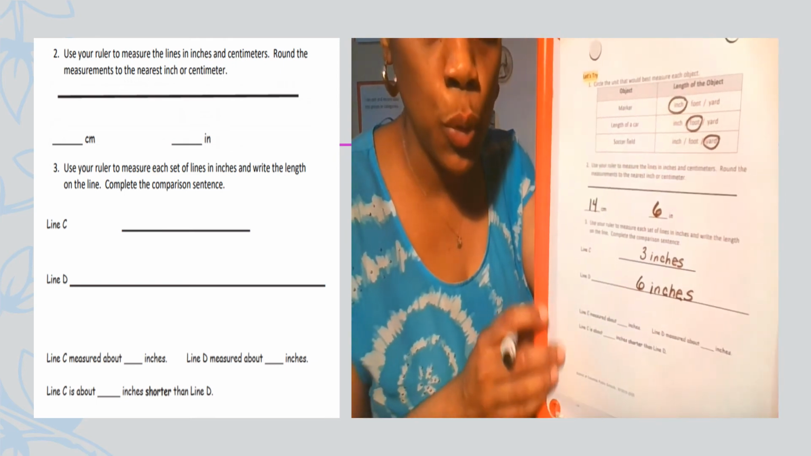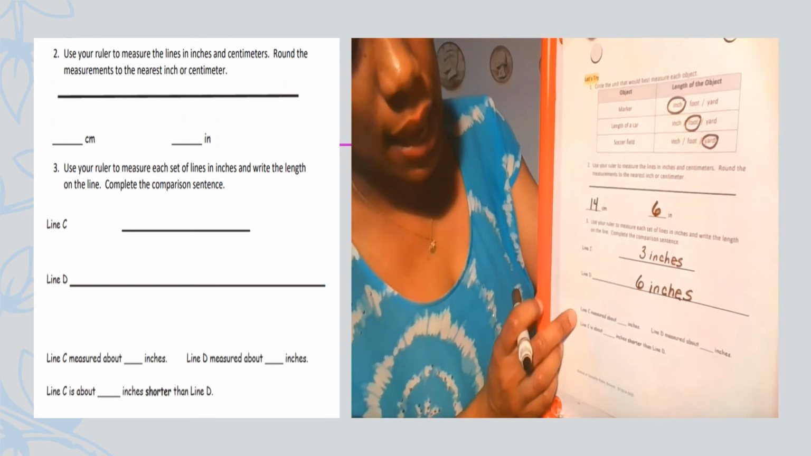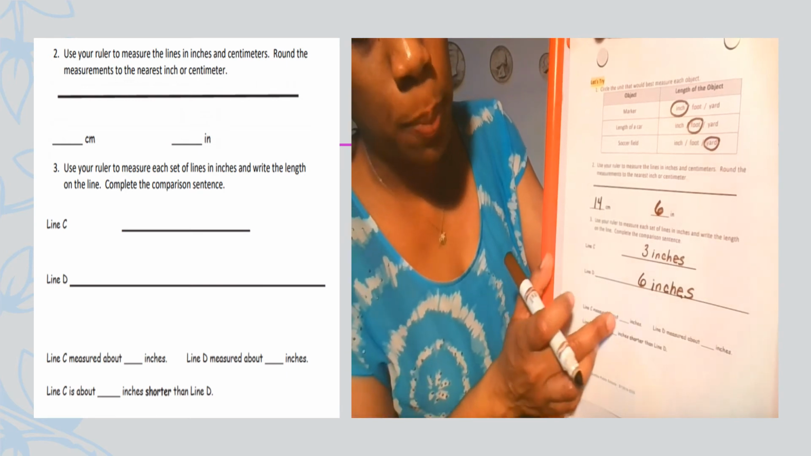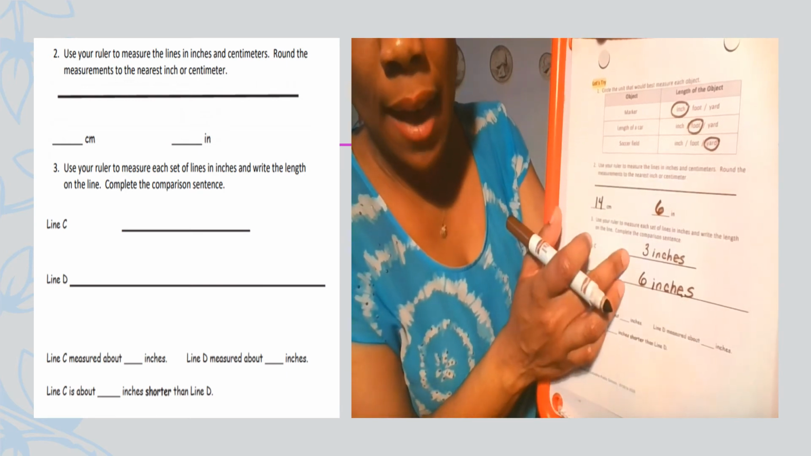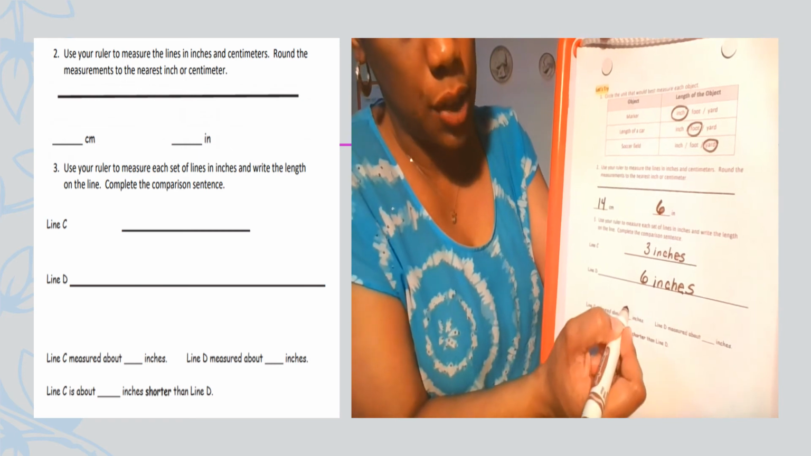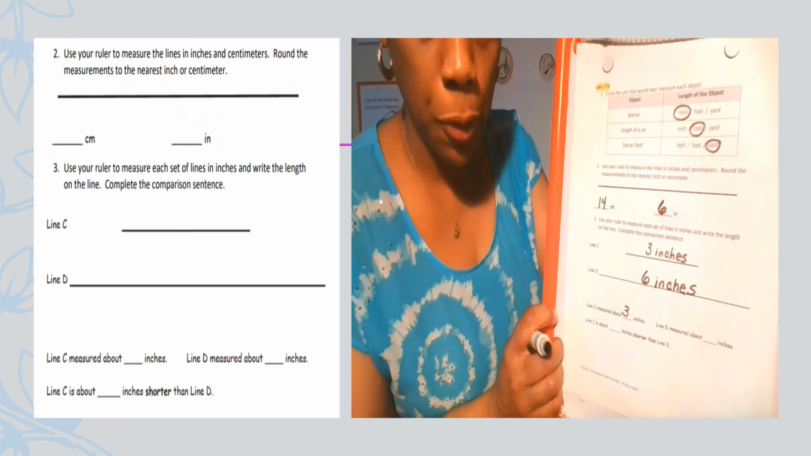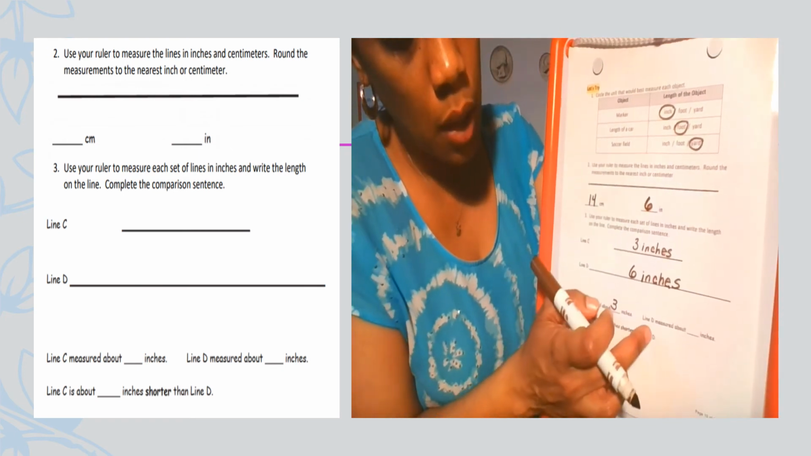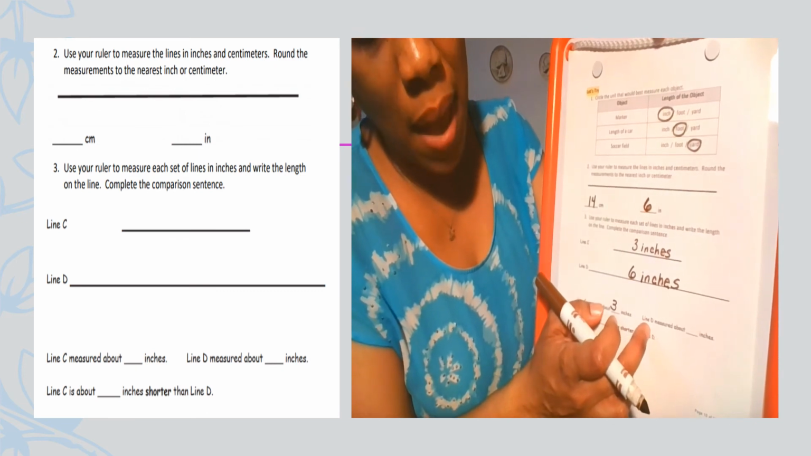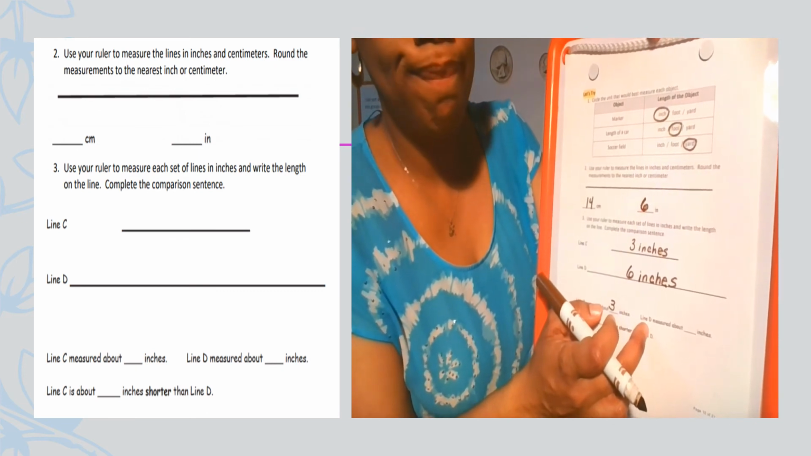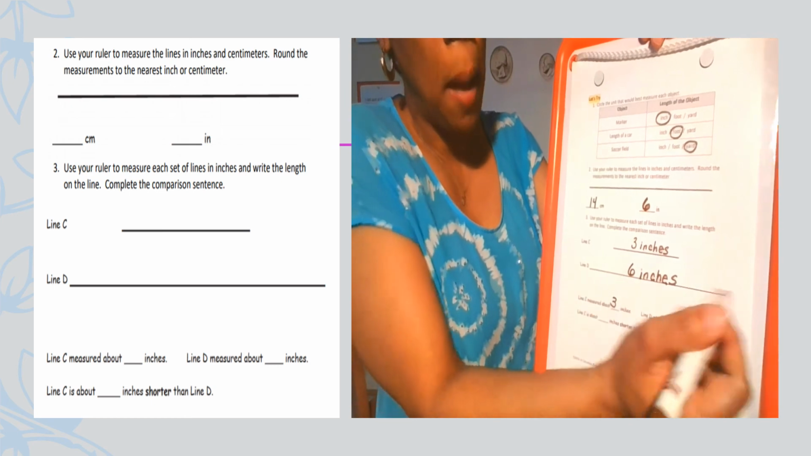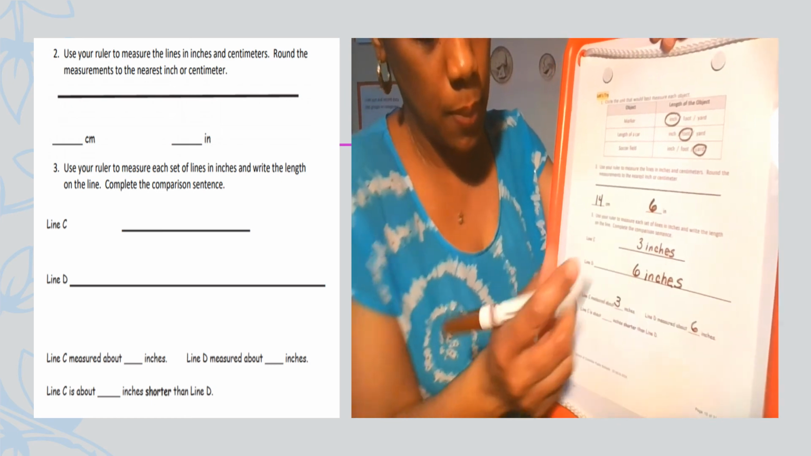Now I'm ready to move to my sentences. It states, line C measured inches. Well, we found out that line C measures 3 inches. I'm going to put the number 3 there in that sentence. Line D measured about inches. It measured about 6 inches.